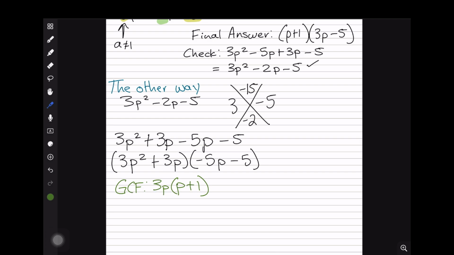You're going to do the same thing with the other one. So find the greatest common factor between negative 5p and negative 5. Well, the same thing in both of them is going to be a negative 5. So that's what you want to take out. You want to take out a negative 5. So now you have a negative 5. To get to negative 5p, you're going to need a p.